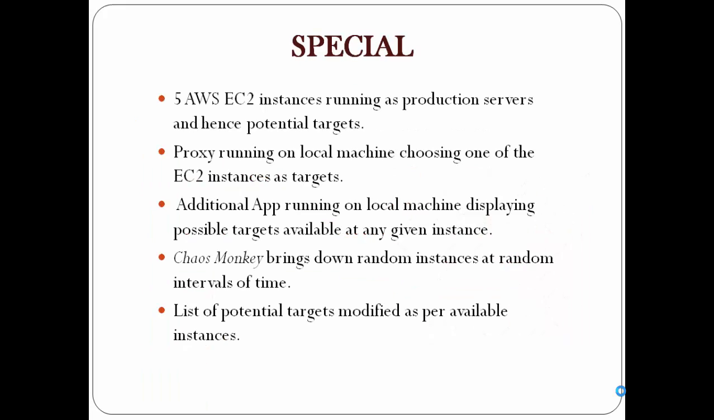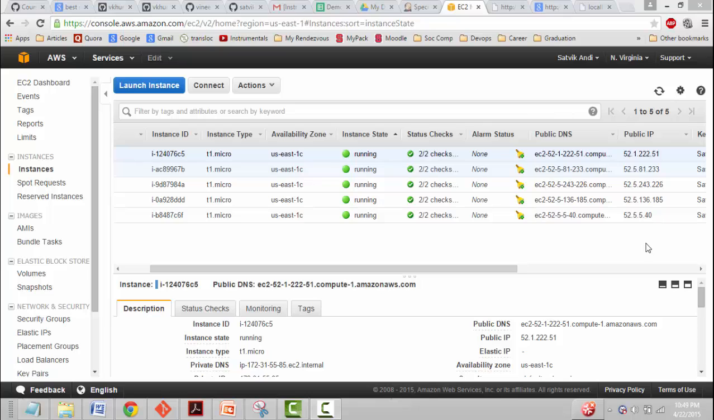For the special milestone, we have implemented the concept of a chaos monkey. Here we have 5 EC2 instances running as production servers and hence our potential targets. There is a proxy listening on the local machine. The chaos monkey has been designed to bring down random instances at random intervals of time, hence refreshing this list of potential targets. These 5 production instances are used as potential targets.